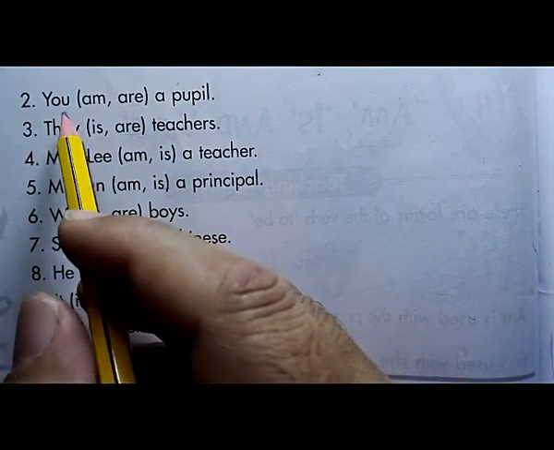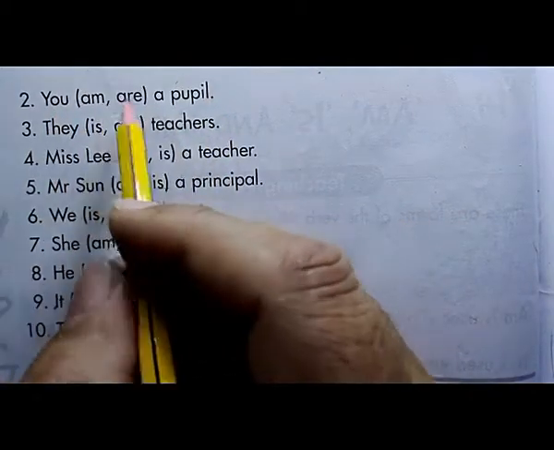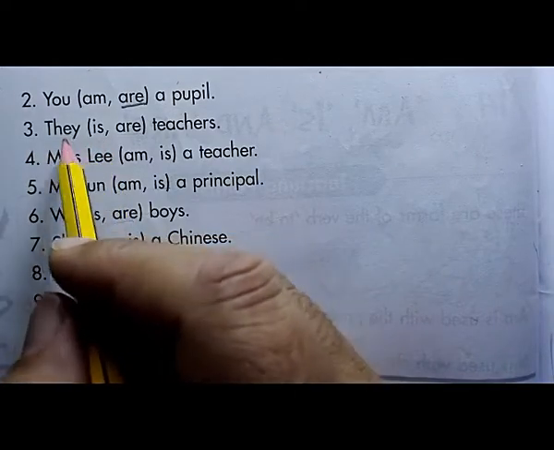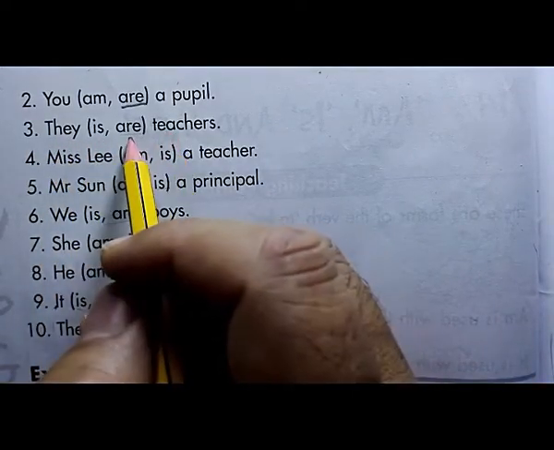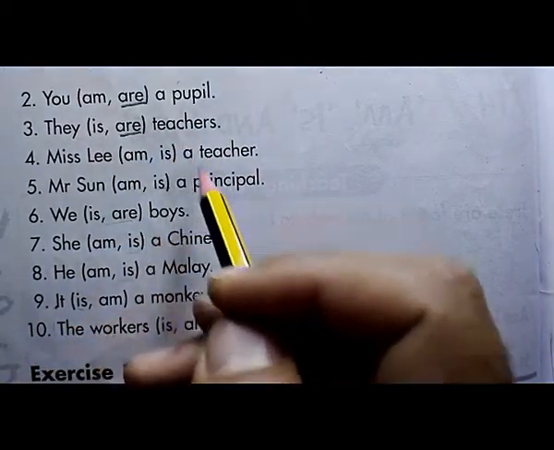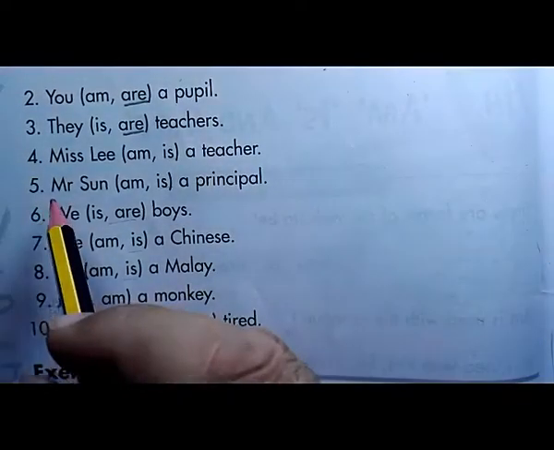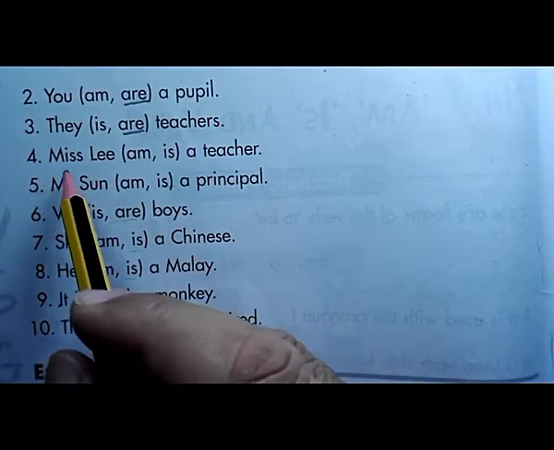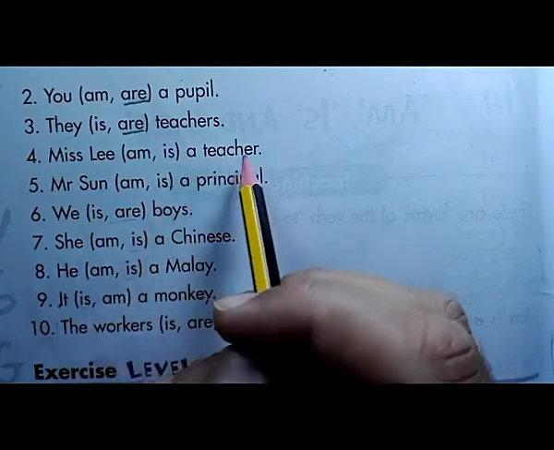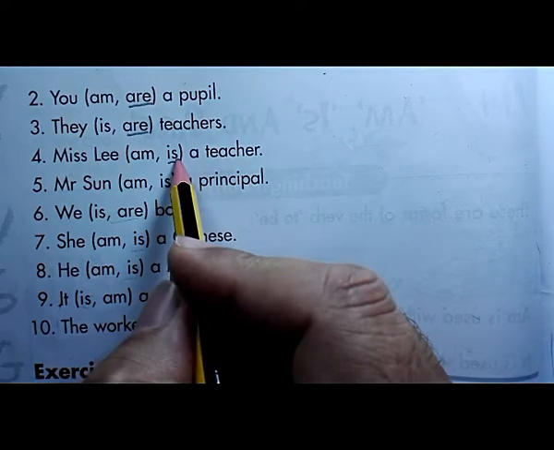And you can see here, you. What do you think? What is correct? You am or you are? You are a pupil. Of course, you are. Number 3, they is or they are? They are teachers. Okay, they are teachers. Number 4, Miss Lee am a teacher, or Miss Lee is a teacher. What is correct? Is. Miss Lee is a teacher.